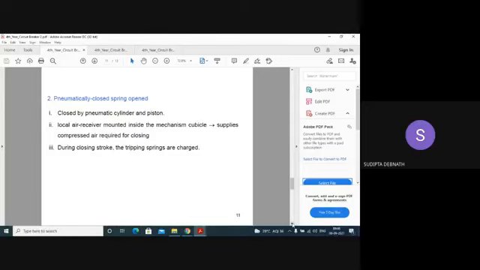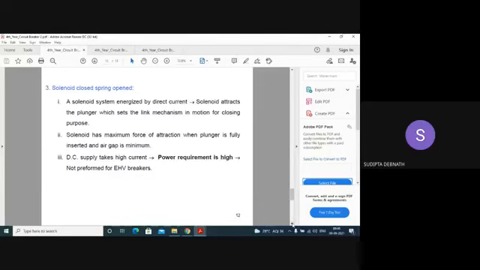Okay, from where the compressed air is there, and it helps in closing the contact. But during opening, the opening operation is done by the spring action. And this is solenoid closed, spring open. Here also opening operation is done by the spring action, but the closing operation is done by the solenoid. A solenoid system energized by direct current. The solenoid attracts the plunger, which sets the link mechanism in motion for closing purpose.